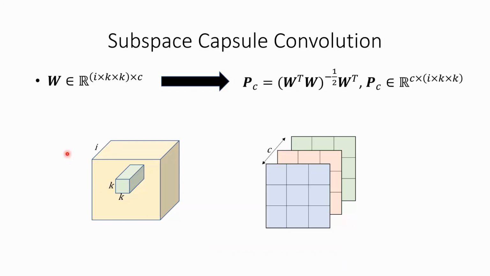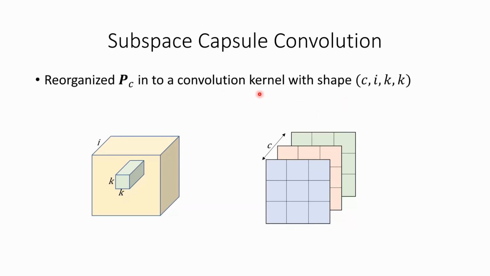So here, if we want to create a kernel that has a k by k receptive field, and we want to create a capsule subspace that has a c-dimensional space, we need to have a weight matrix that belongs to this space. And we can create PC, the transformation that we need, based on this formulation. Now, all we need to do is reorganize the PC matrix into a convolution kernel with the shape of C, I, and K by K. And now, if we convolve this kernel on input feature vectors, the corresponding capsule would be placed along the output feature maps.